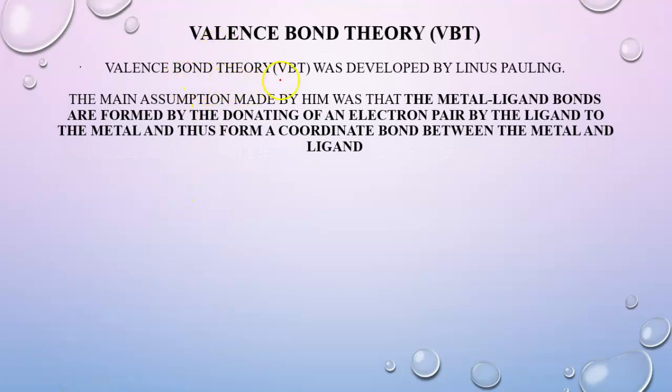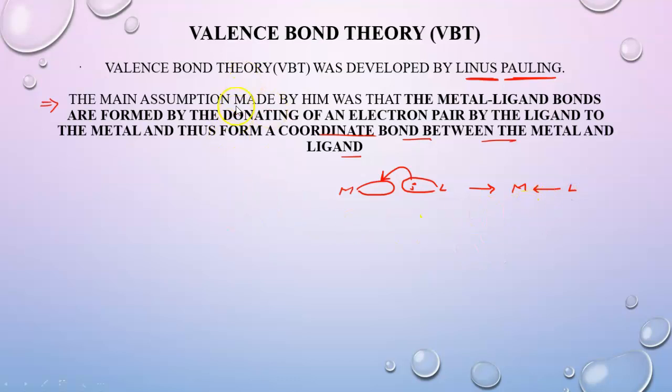VBT, that is valence bond theory, was developed by the scientist named Linus Pauling, correct? And his main assumption was that ligands donate an electron pair to the metal and it results in the formation of a coordinate bond between these two. What am I saying? Metal having an empty orbital, ligand donates its lone pair of electrons into this empty orbital of the metal and it will result in the formation of a coordinate covalent bond, something like this.